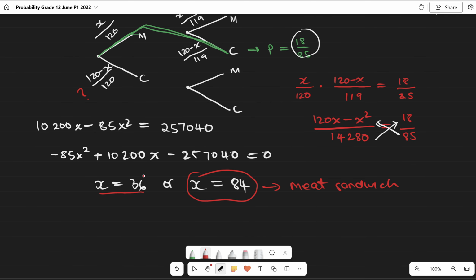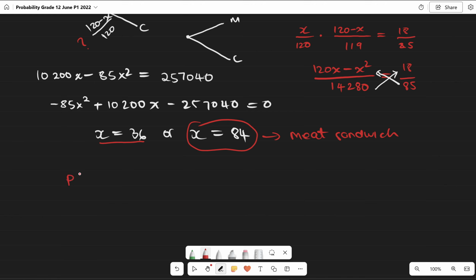So what is our probability that a person chooses cheese? The probability of cheese by the first passenger is equal to 120 minus 84, all over 120, which is 36 over 120, which is just 3 over 10.